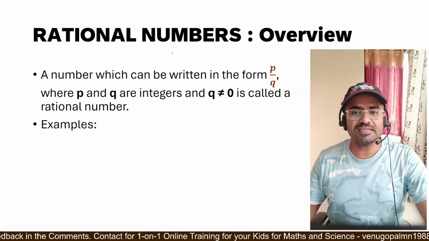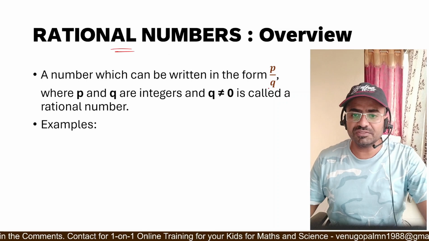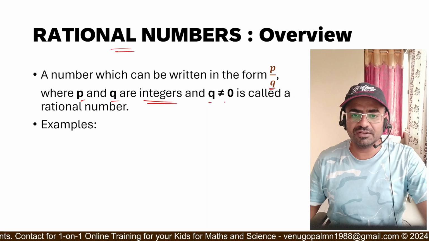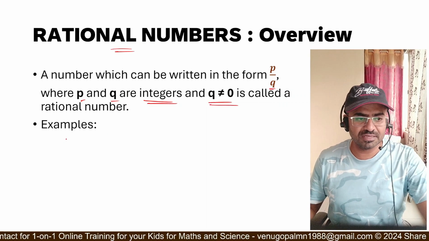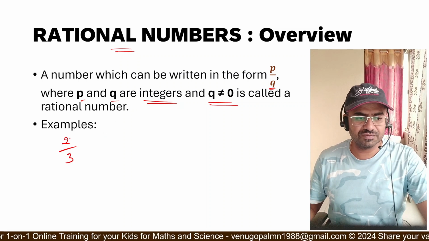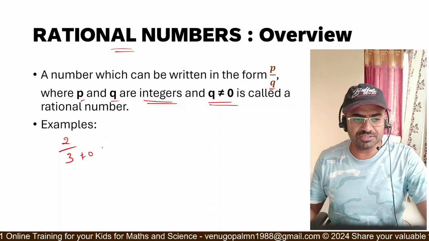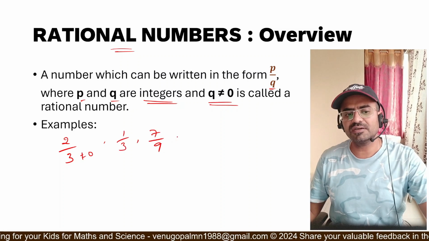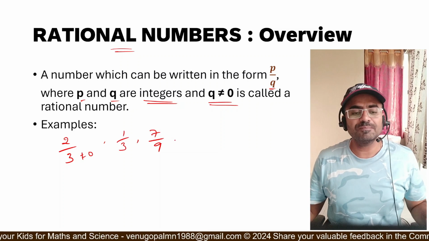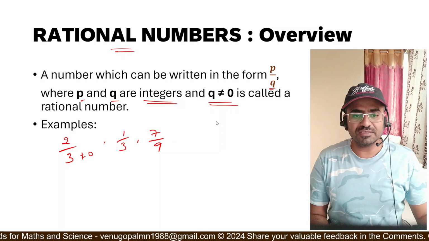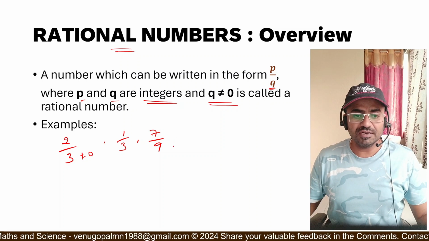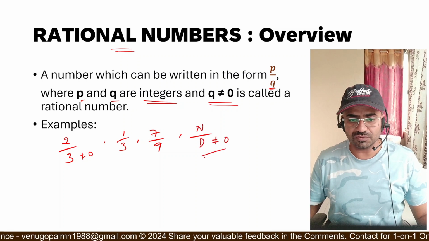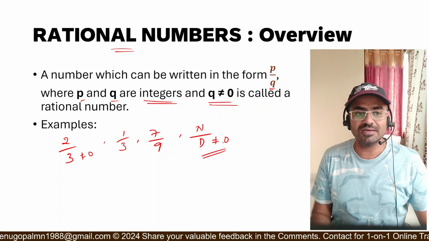Just to recap, what exactly is a rational number? If you take a number which is in the form of p by q, or p over q, where p and q are integers and q is not equal to 0, meaning if the number is in the form of p by q, like 2 by 3, where 3 is not equal to 0, this is a rational number. 1 by 3 is a rational number. 7 by 9 is a rational number. Got it guys? All these are rational numbers. That's the introduction related to rational numbers, where the denominator should not be equal to 0. Such a form of number is called a rational number.